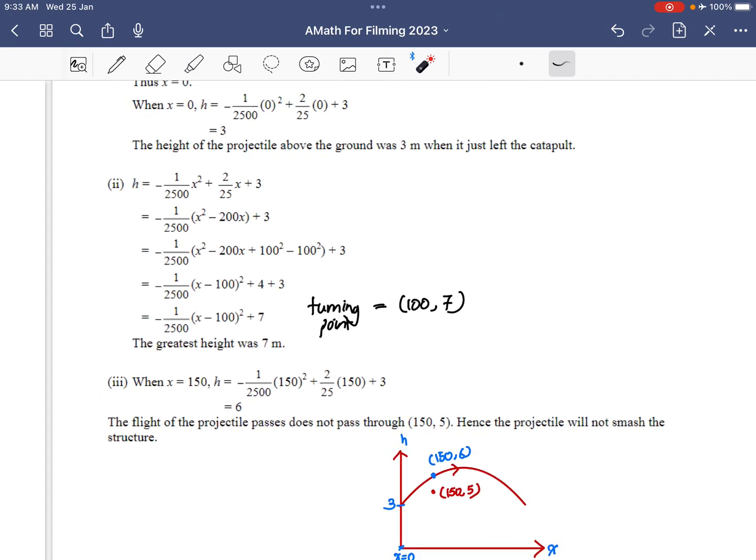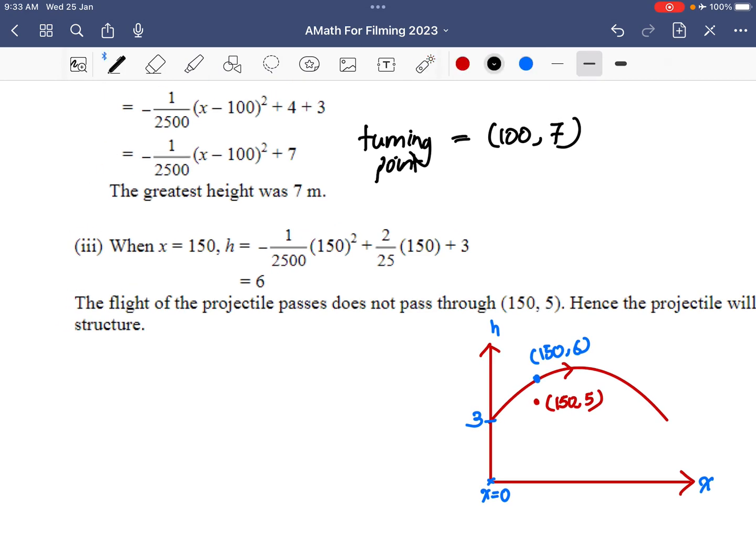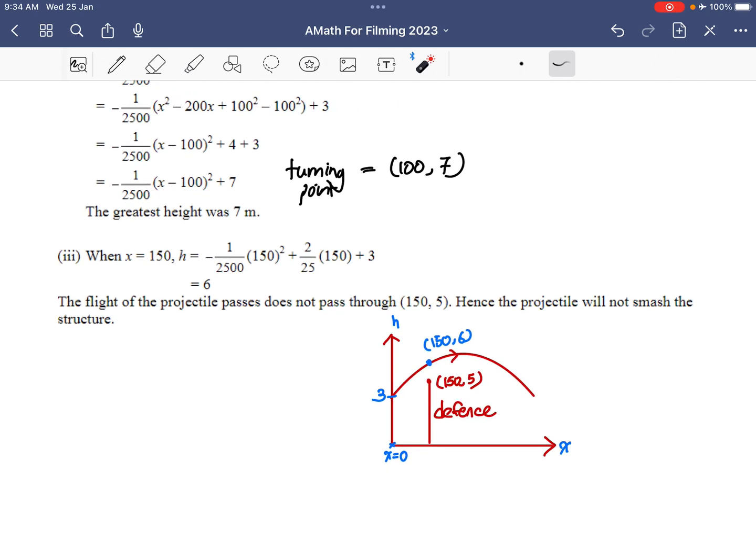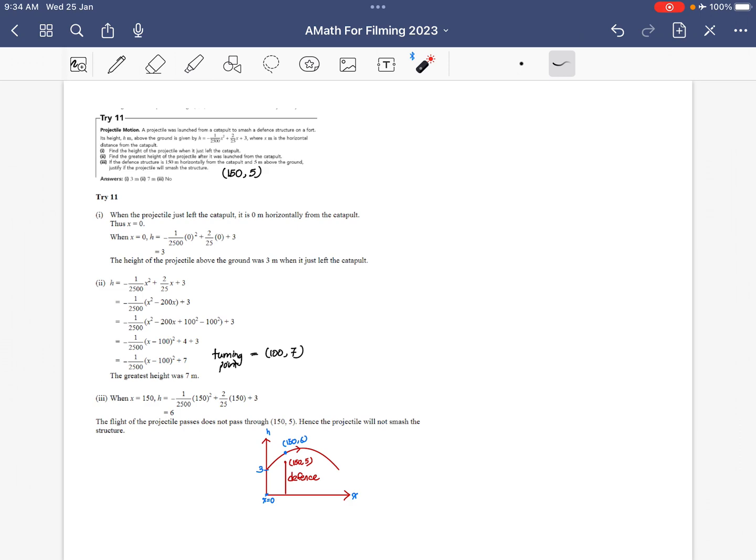So basically what it's saying here is this: let me just draw it out on my diagram here. This is the defense structure. The defense structure will reach until (150, 5). However, from the equation itself, when you substitute in x equals 150, you notice that it passes through (150, 6). It means that this projectile will pass above the defense structure. So it doesn't pass through (150, 5), hence the projectile will not smash the structure itself.